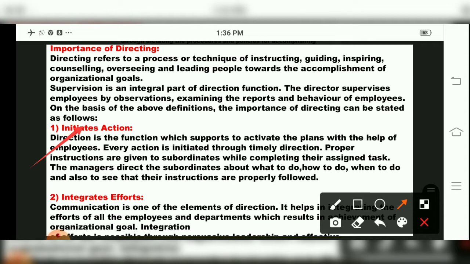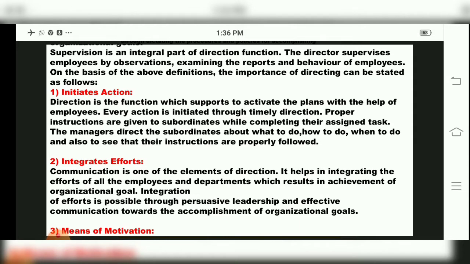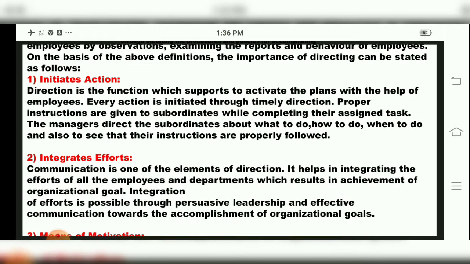Now the second point is what, children? Integrates efforts. Now the second importance of directing is integrates efforts. Here what takes part? Communication. See what they have told, that communication is one of the elements of direction. It helps in integrating the efforts of all the employees and departments, which results in achievement of organizational goal. So integration of efforts is possible through persuasive leadership and effective communication, children. So this will make any company or any organization achieve their goals.